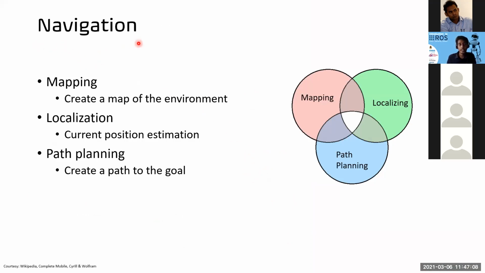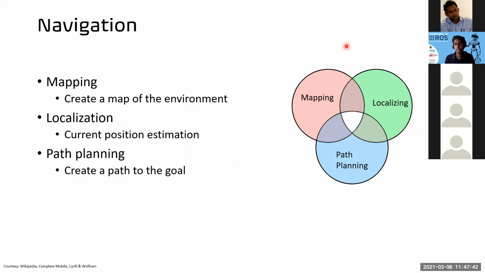In navigation, there are basically three terms that you should keep in mind. First one is mapping, which is the creating of the map of the environment. Localization, as I mentioned before, is the current position estimation in the map. And finally, path planning is creating a path to the goal from your initial position. In our tourist example, you will be operating around here. So you'll have to do the path planning as well as localizing, but you don't need to create a map because you already have a map.